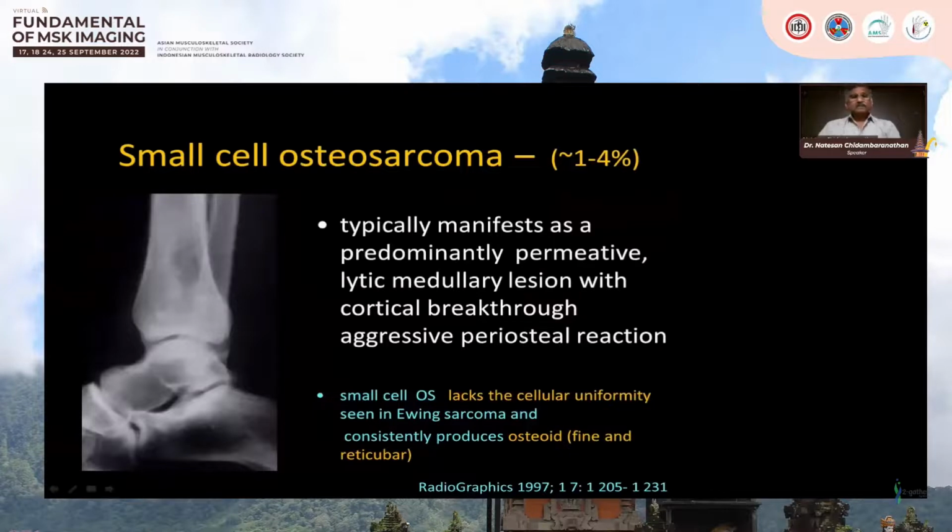Small cell osteosarcoma is around 1 to 4%, typically of predominantly permeative nature, a more lytic and medullary expanding lesion as in this case, without much sclerosis, with or without cortical breakthrough or periosteal reaction, often mistaken as Ewing's. Even histologically, it looks like a small cell tumor with lack of cellular uniformity, with associated osteoid and fine reticular pattern. Without much sclerosis, this type of small cell osteosarcoma can easily be mistaken as Ewing sarcoma.